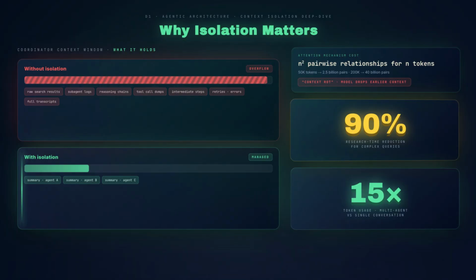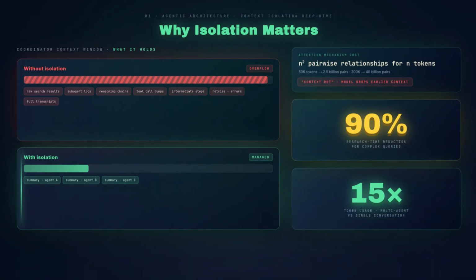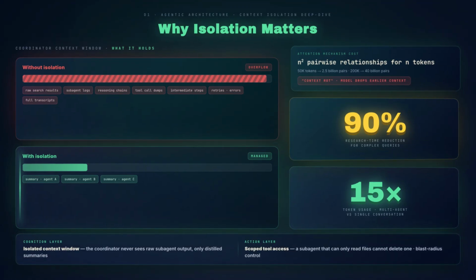Isolation is what makes the 15 times cost manageable. Instead of the coordinator processing all those tokens, each subagent processes its share in its own window. The coordinator's window stays clean. 2 layers of isolation to know for the exam: the context window layer, which we just covered, and the tool layer. Each subagent gets only the tools its task requires. A subagent that can only read files cannot accidentally delete one. That is blast radius control at the action layer.